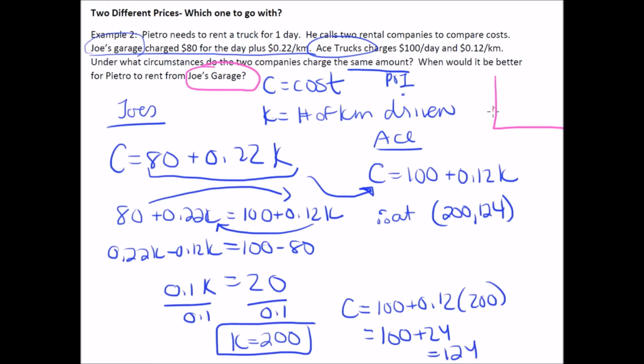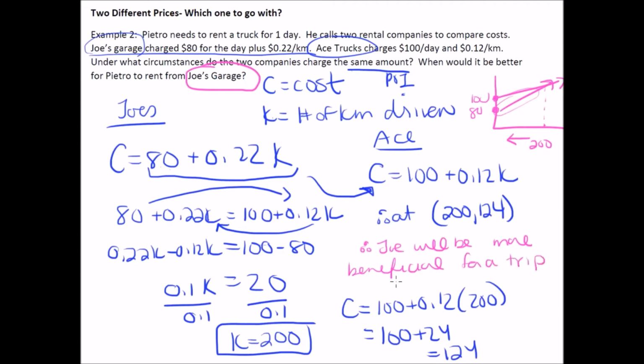Okay, Joe's Garage starts at 80 and goes up. Ace starts at 100 and goes up. Okay, your point of intersection is at 200. So we know that under 200 kilometers, Joe's Garage is going to be more beneficial. Okay, so therefore, Joe will be more beneficial for a trip under 200 kilometers.